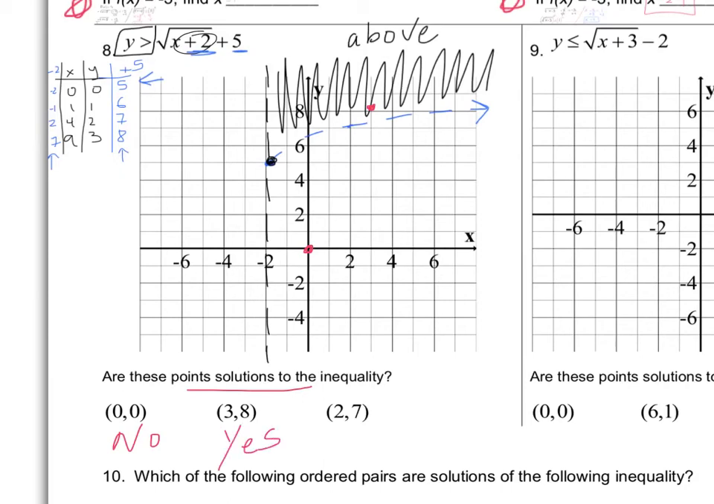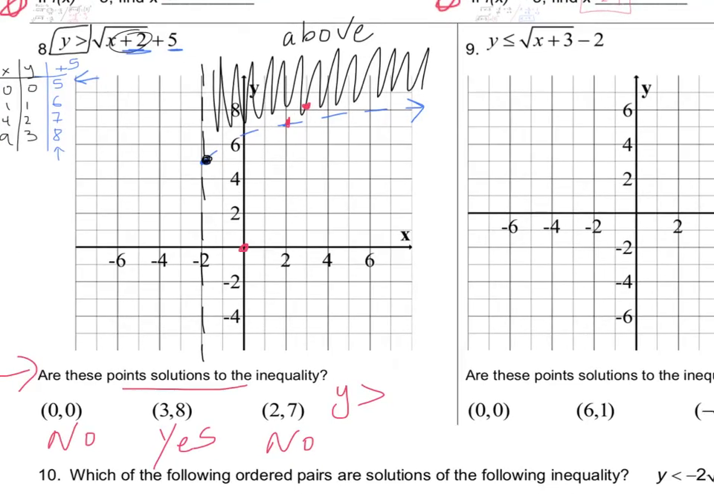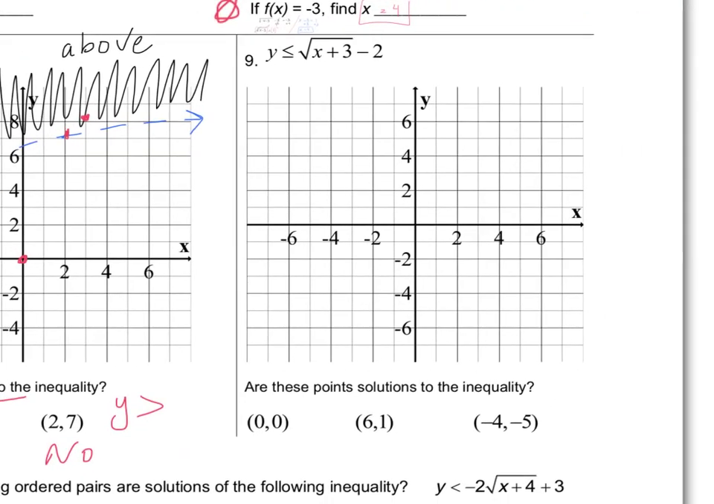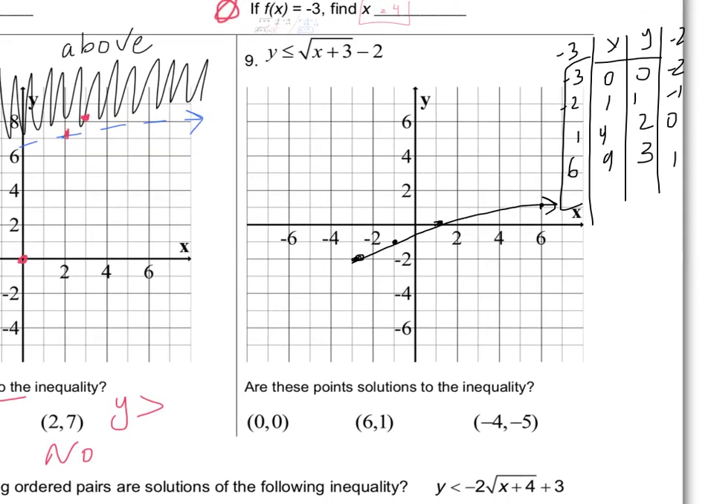2, 7. It's on your graph, and since it's y greater, the line is dotted, so it's not included. So no, it's on a dotted line, so it's not included. Now this is how you would answer this question graphically. Now go ahead, do number 9 on your own, pause the video, and then play it again. Now, in order to save time, I did the table and did the graph, so check your work.